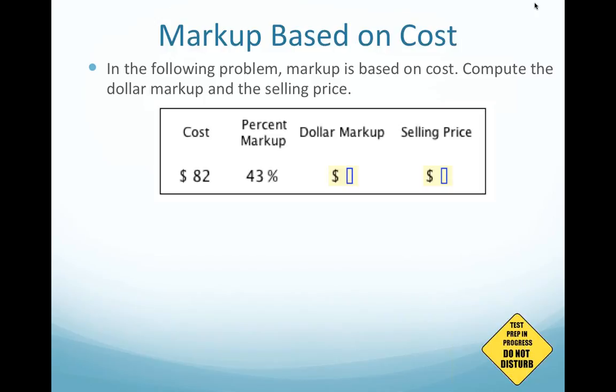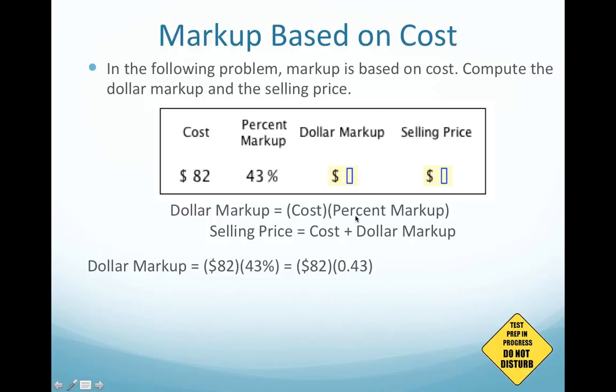Okay, so let's see. For a dollar markup, we're trying to figure out how much it increased. I see most people are taking the liberty to do the selling price too. With the markup, we simply have to multiply because it's an of problem. So when we mark up, that's going to give us $35.26. Then to figure out the selling price, we simply have to add the 35.26 to the 82, and that's going to give us 117.26. So you guys did a good job with this problem.